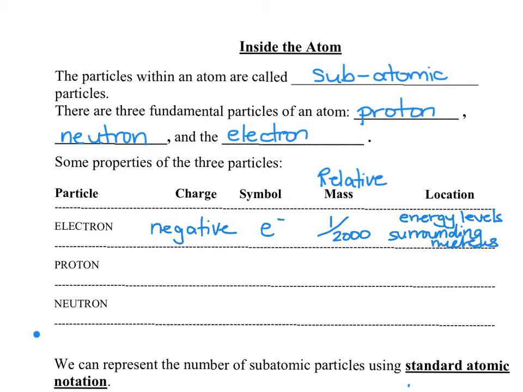The proton has the opposite charge to the electron, so it's a positively charged particle. And so we give it the letter P with a positive sign. And the relative mass of the proton is 1, so it's one of the heavier subatomic particles. And we find the proton inside the nucleus.